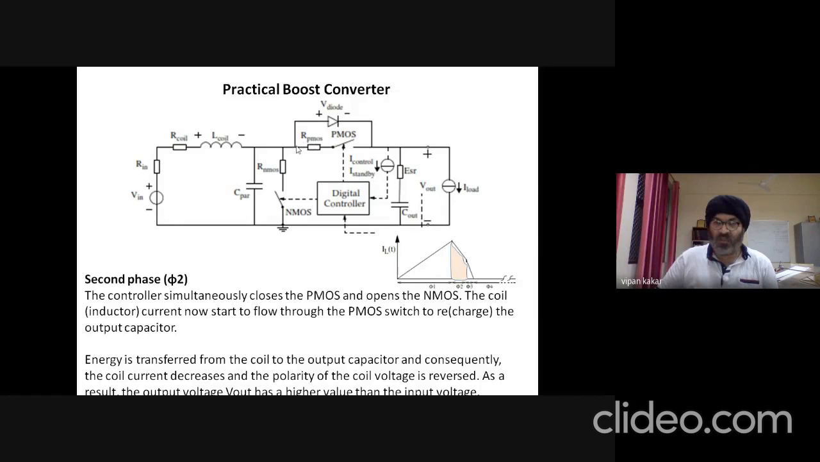So the node voltage over here is equivalent to the sum of the voltage across the inductor plus this voltage at the input. So the total voltage over here is the sum of both the voltages, which is almost double the input voltage. So the voltage here at the output is greater than the input voltage.